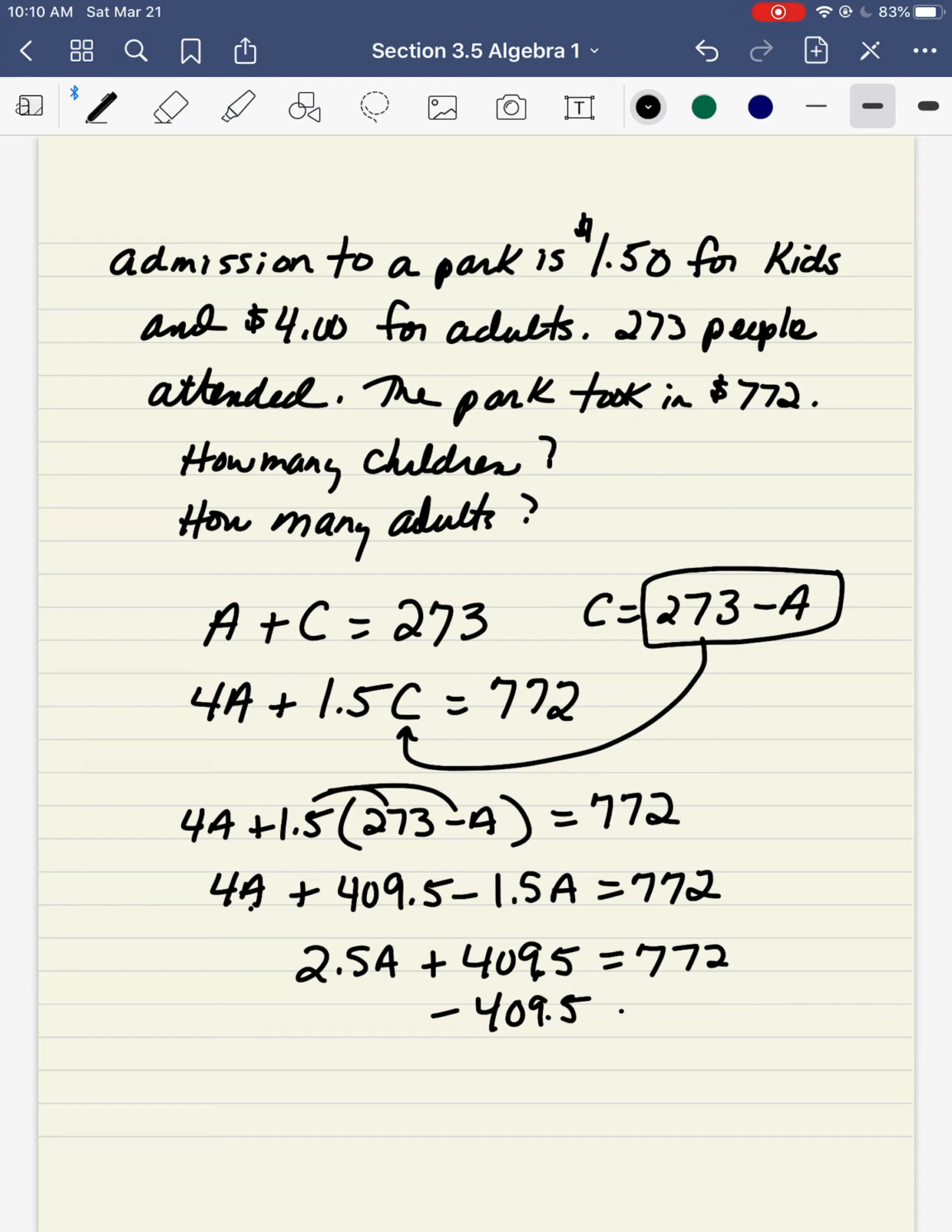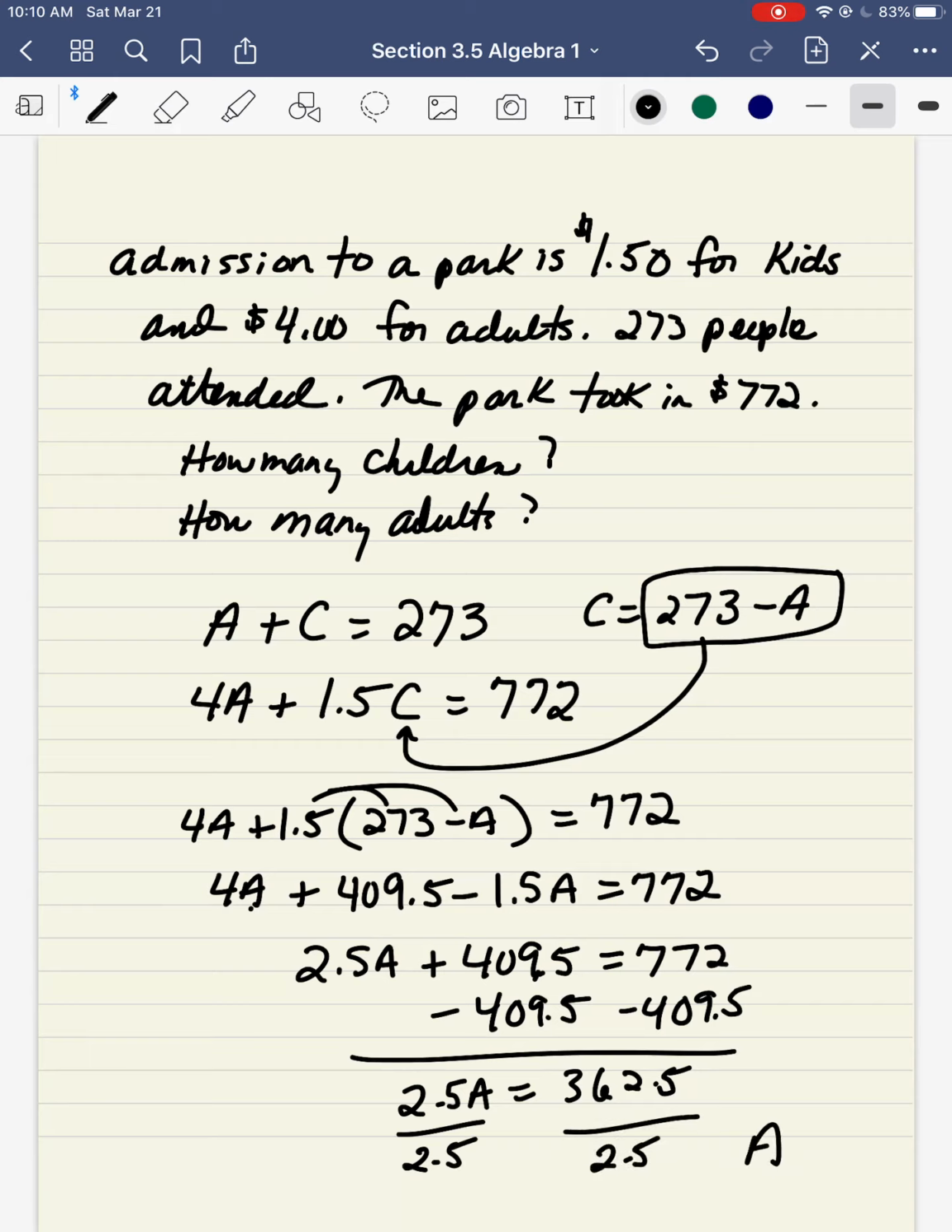Subtract 409.5 from both sides. So I get 2.5a is equal to 362.5. Finally divide by 2.5 on both sides, and I get 145 adults. So there's 145 adults, and I go back up here and I put that in for a.